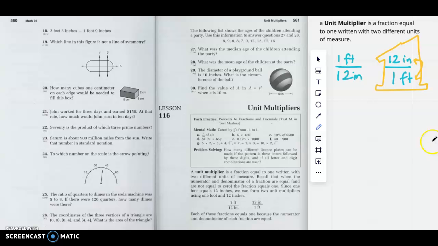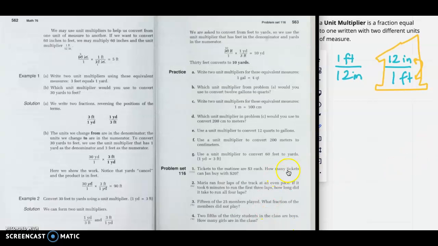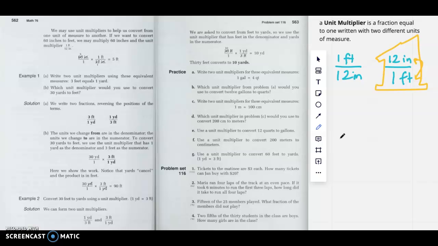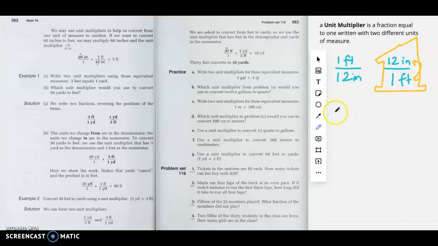So let's go ahead then and see how we're going to use these in our class. Okay, so we use a unit multiplier to convert from one unit of measure to another. If we want to convert 60 inches to feet, here's how we would do this. You take 60 inches and you're going to put it over 1. We're going to use the unit multiplier of 1 foot is equal to 12 inches. We want to use the same unit on opposite numerator and denominator because when we're multiplying, we're going to cancel those units out.